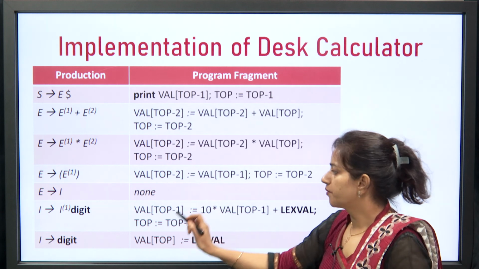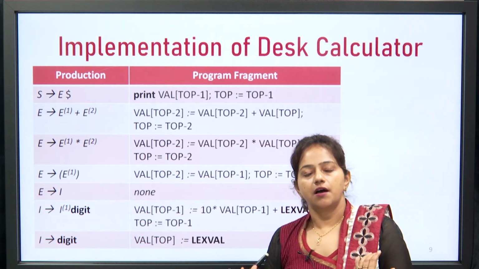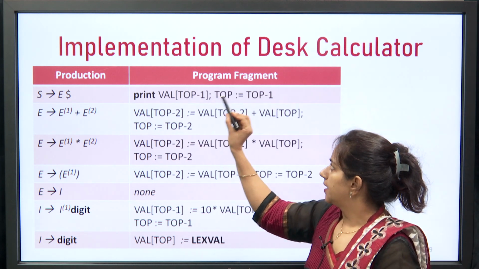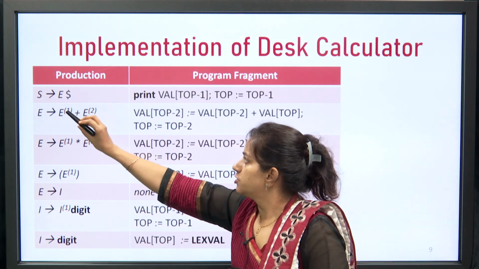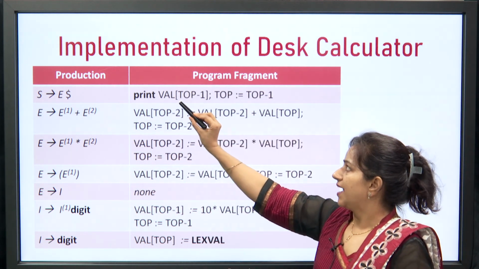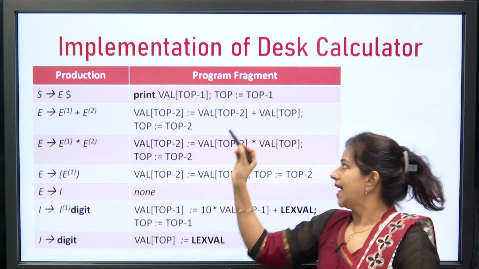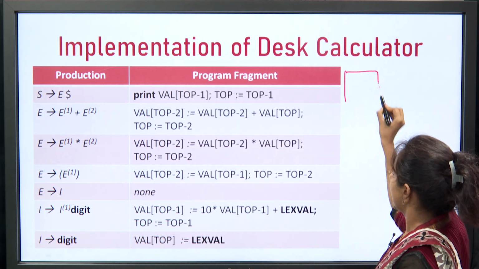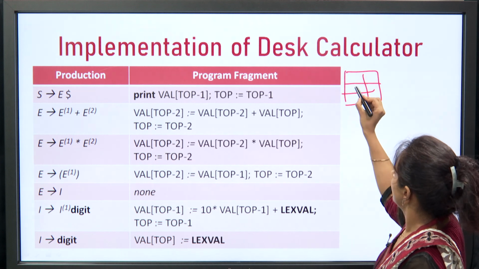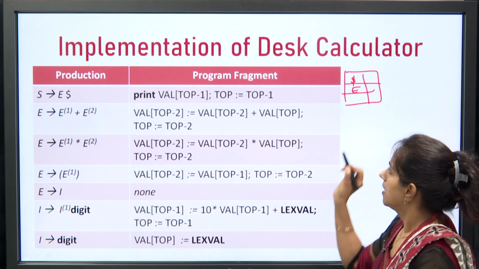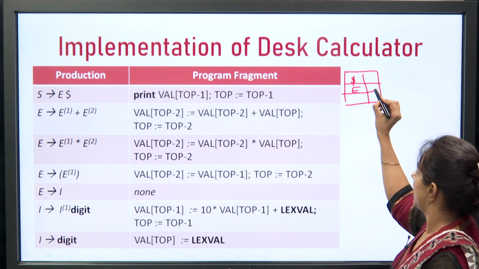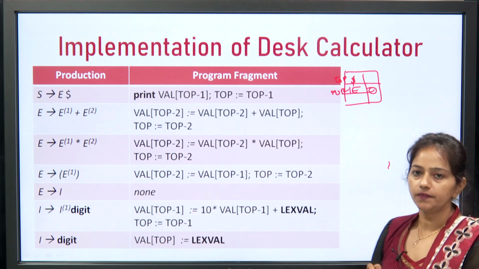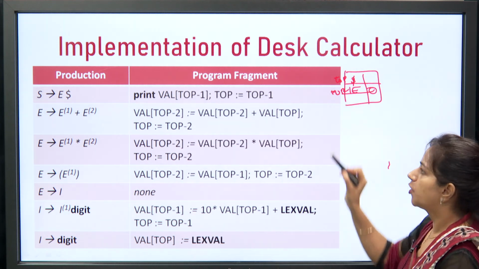Now, here we have the program fragment, where we cause the compiler to execute the program fragment. So, here the program fragment for E to E dollar will print the value that is at top minus 1, and then we are updating the top pointer. So, suppose at dollar the stack configuration will look like dollar at the top of the stack, then E, and the answer is here. So, this is top and this is top minus 1 index. So, we will print the value that is at top minus 1 index.